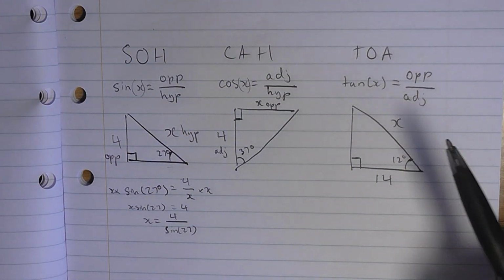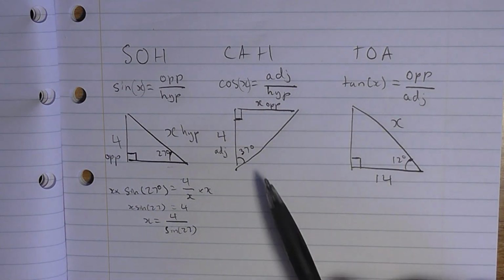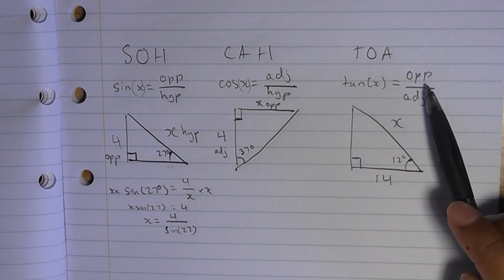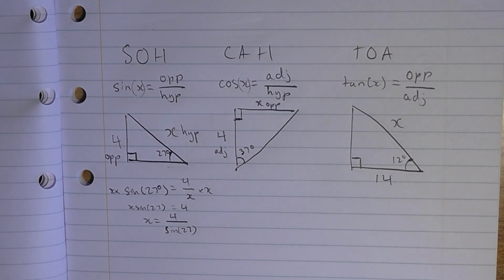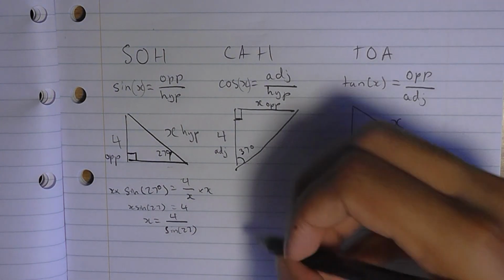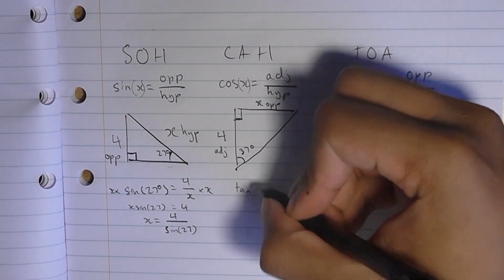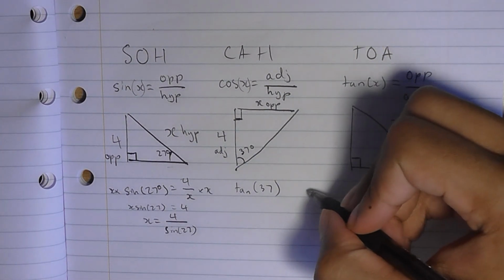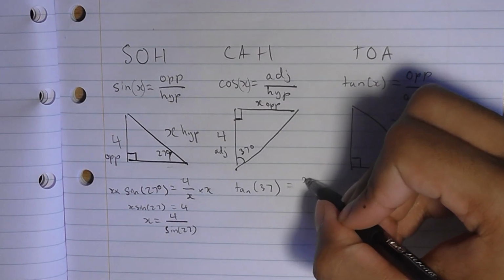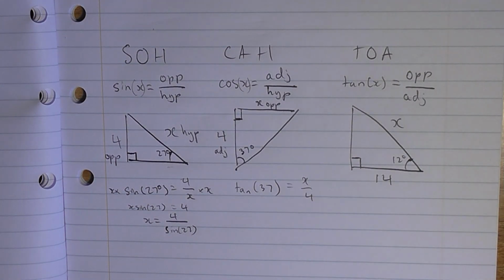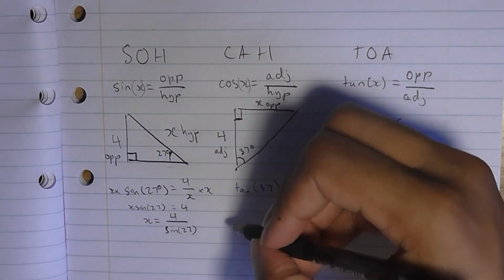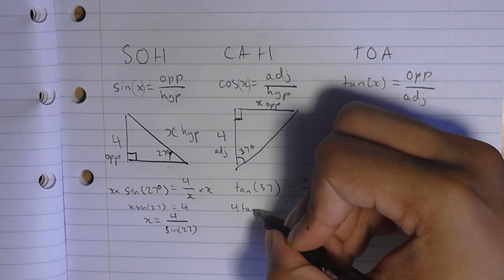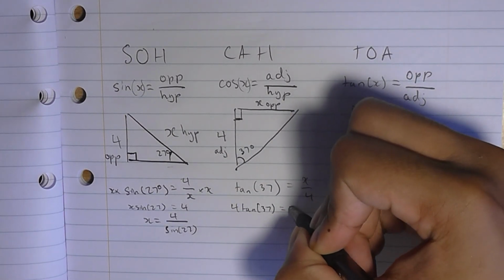So now we have tan of 37 is equal to the opposite over adjacent, as you can see in this third example, the third rule here. So tan of 37 equals the opposite over the adjacent, which is x over 4. Now all we have to do is move the 4 across, multiply both sides by 4, and we get 4 tan 37 degrees equals x.